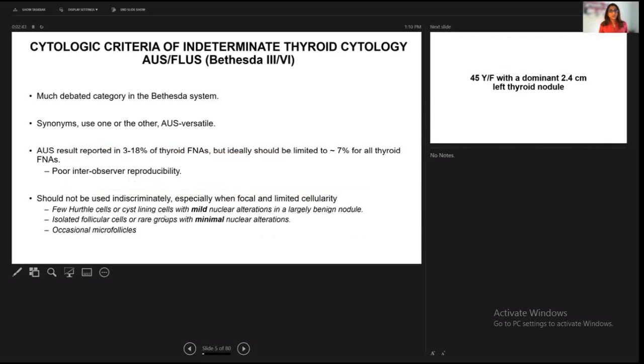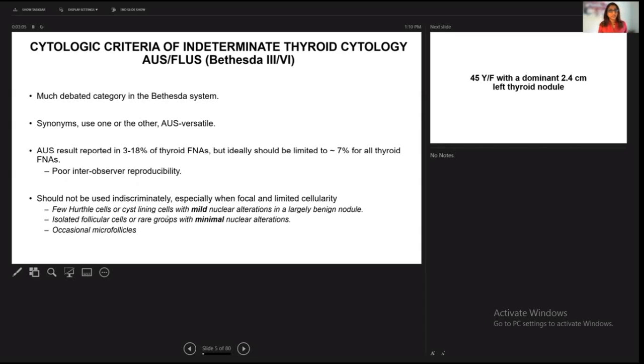So my talk revolves around these 3 categories and basically emphasizes the cytologic criteria, and then moves on to the molecular testing pieces. So I hope that at the end of this talk, you'll be able to go through some basic criteria in these categories and see how molecular testing has really helped.